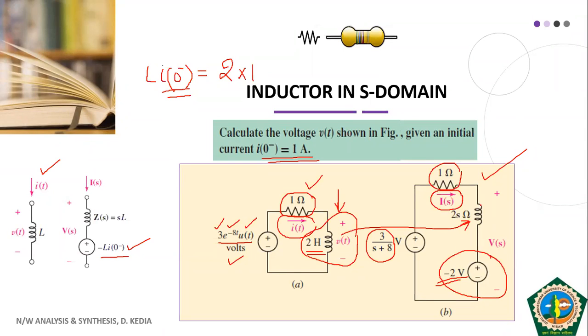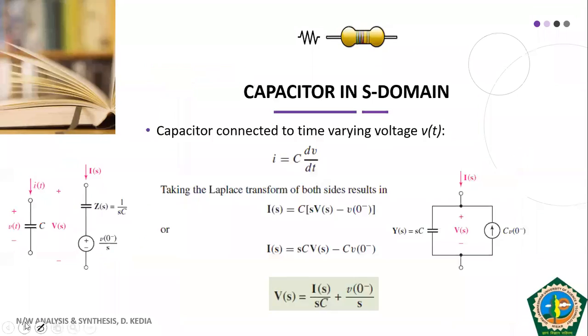Very simple. So I hope now things are clear to most of the students. So let us move forward. Now we look at the representation of a capacitor in the S domain. The governing equation of a capacitor is i is equal to C dv by dt. We will proceed in the same way as we did for the inductor.